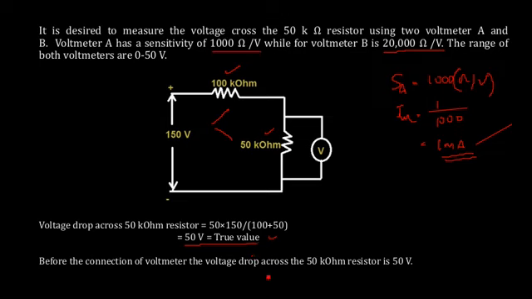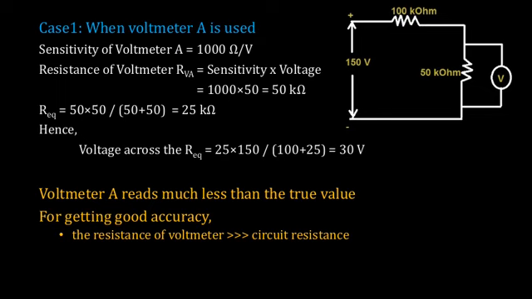Now before the connection of the voltmeter, the voltage drop across this 50 kilo ohm is 50 volt. So that is what you mean by this particular true value. You are getting 50 volt across this particular 50 kilo ohm. Now you are verifying this true value with the help of two voltmeters, A and B, with different sensitivities.